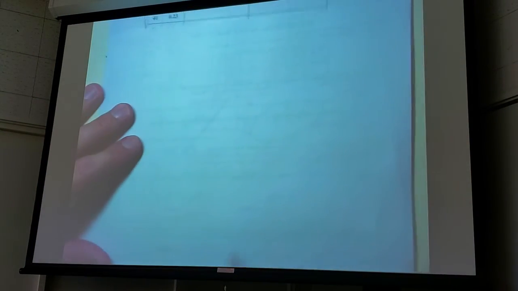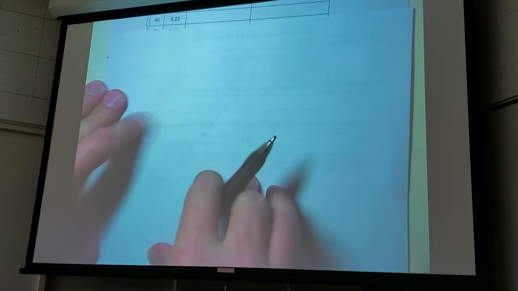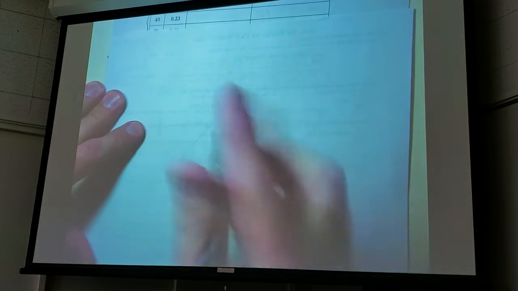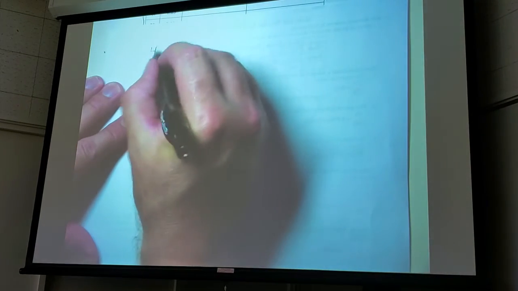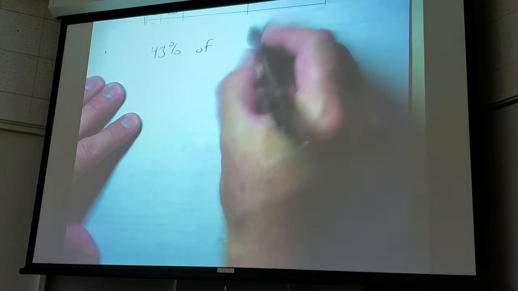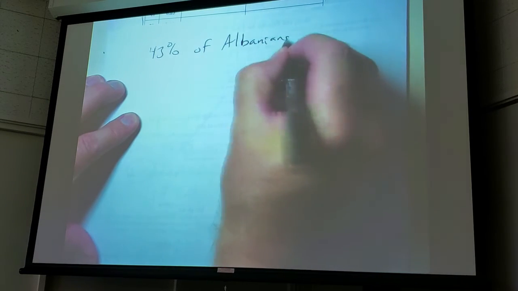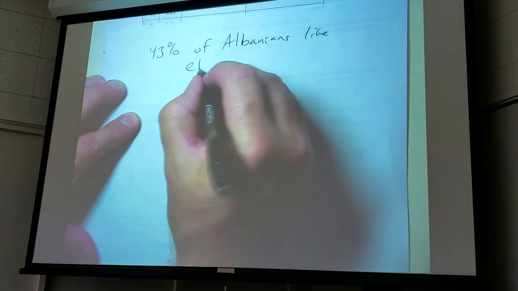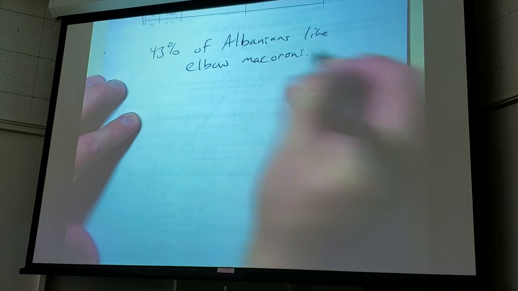Focus there. Okay, so let's say that, do I happen to know anything? No, I don't know anything. Good, let's make some stuff up. Let's say that 43% of Albanians like elbow macaroni. You didn't know where I was going with that.